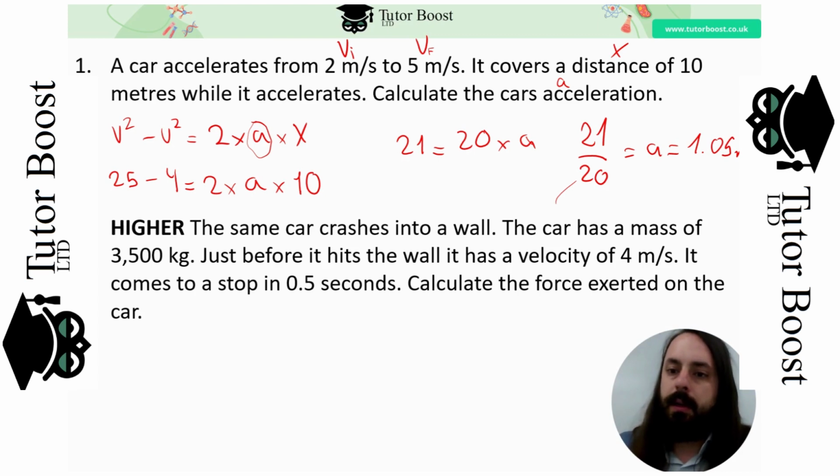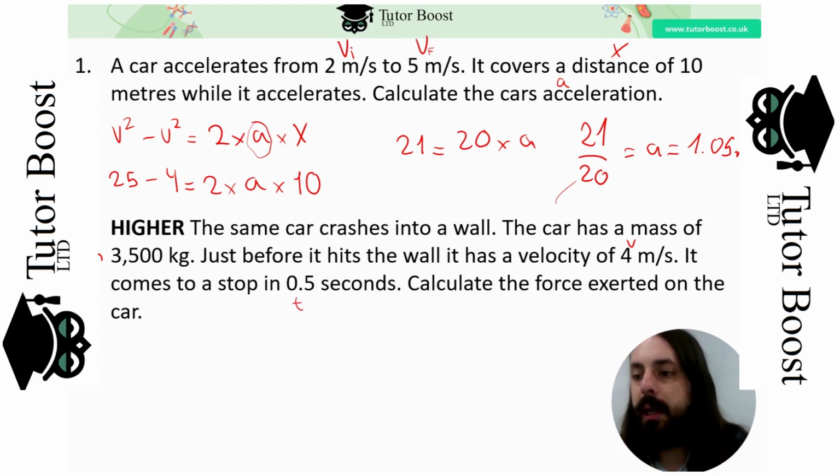Okay, so let's have a look at the second one. The car has a mass, so we've got mass here, of 3,500 kilograms. Just before it hits a wall, it has a velocity, we've got velocity here, of 4 meters per second. It comes to stop in 0.5 seconds, and that's time. So which of these equations will include all of these variables: mass, force, velocity, and time? Well, this equation is useful to calculate the force of an impact.